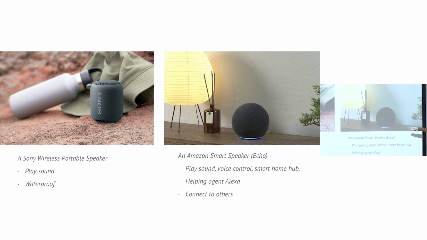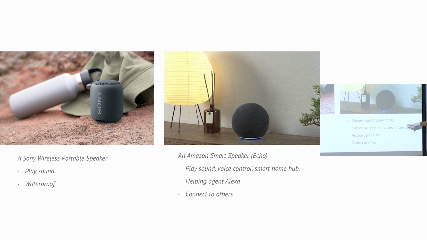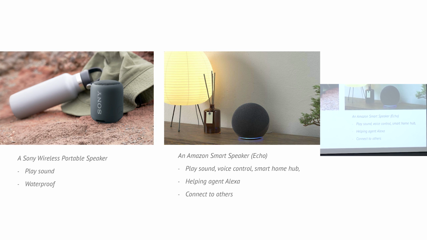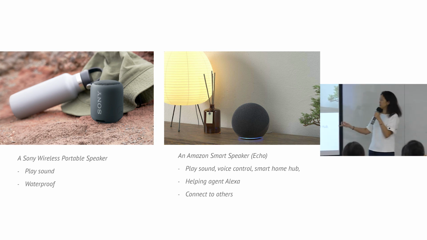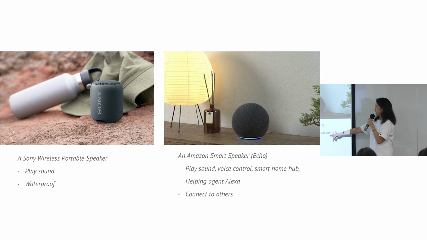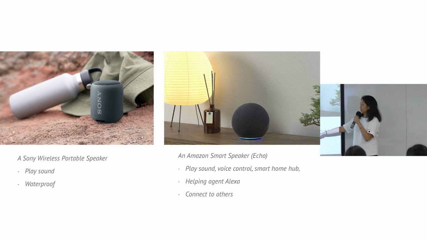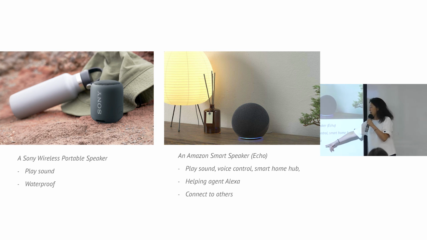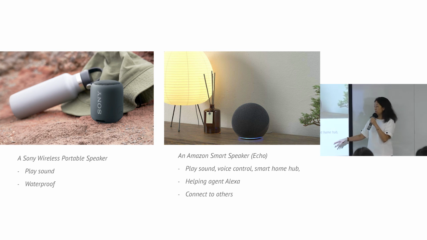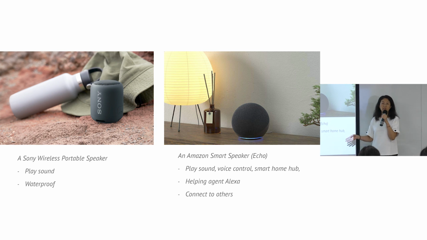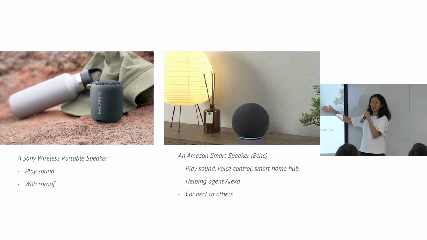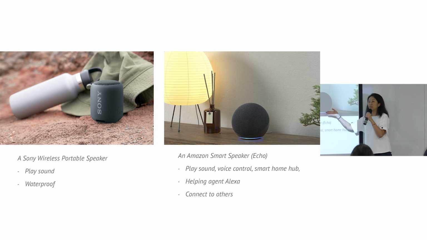And then similarly, if you think about the Amazon smart speaker Echo, it plays sound, but it has voice control, so you can give instructions to the speaker. It also acts like a smart home hub, right? And it's installed with Alexa. So it's a smart agent that can answer certain questions. You can ask, what's the weather today, okay? And also connect to other Internet of Things devices in your home. So we call this type of speaker a smart speaker, right?